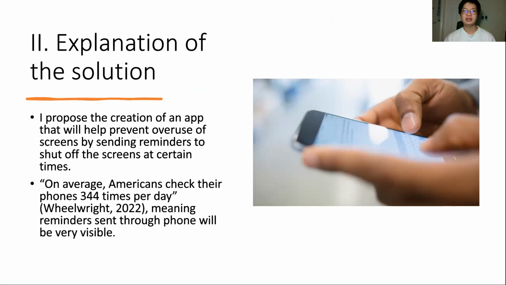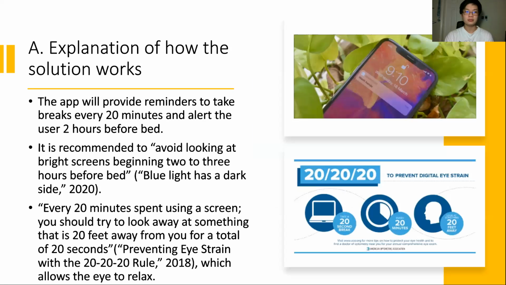Why I believe this will be effective is because not only will it provide an audio reminder, such as a chirp or something like that, Americans like their phones. On average, Americans check their phones 344 times per day, We'll write 2022, which means that any reminder set on a phone will likely be very visible to people who use phones, especially Americans. This is why I'm in favor of using an app over other reminders, such as, let's say, alarms.